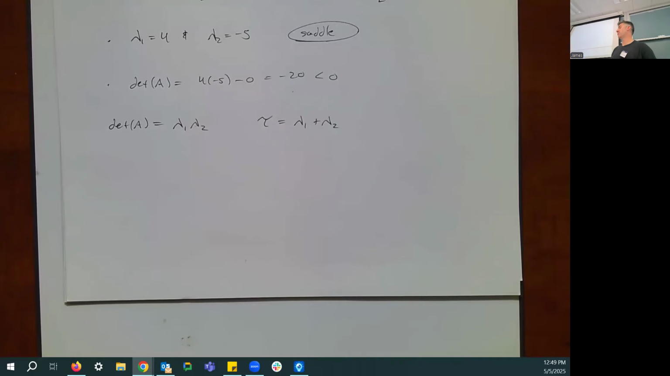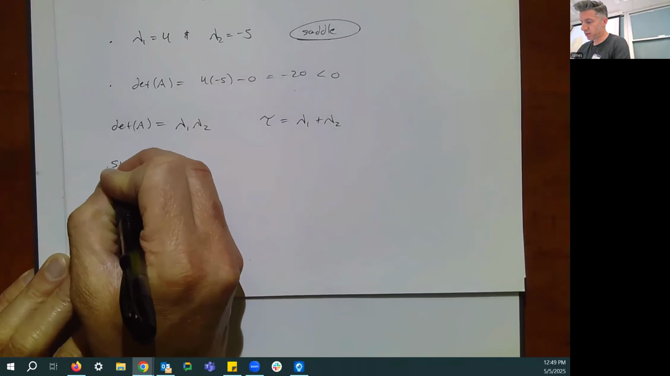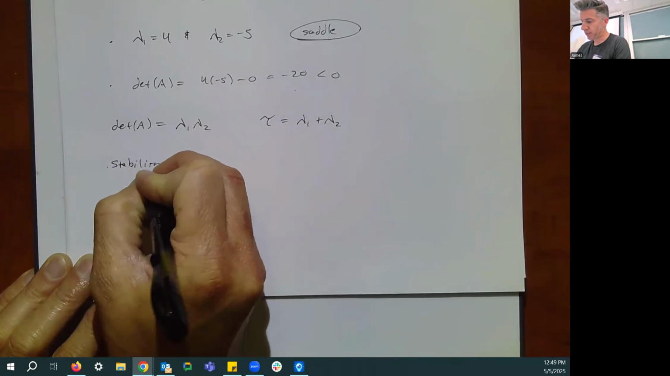So I would say this, not the trace determinant stuff so much, but definitely memorizing that the conditions for the eigenvalues and what kind of stability that gives you is super important. So I'm going to say it again. Stability criteria.